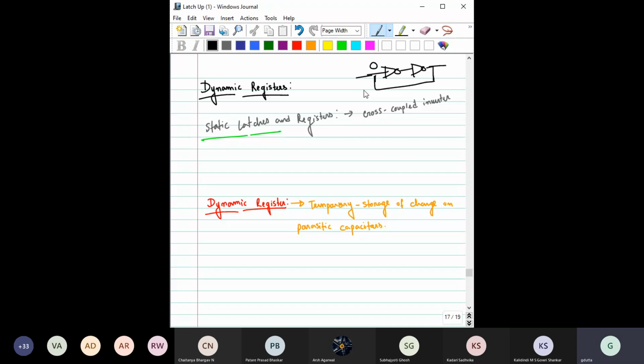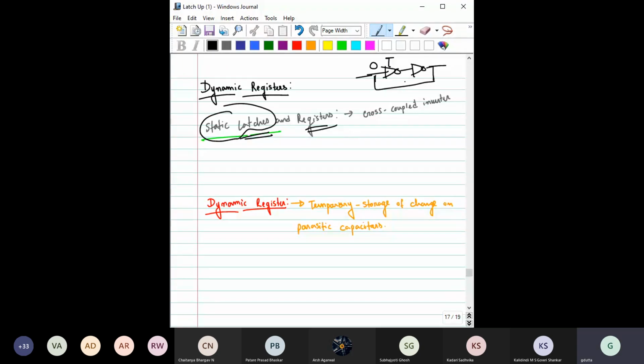Power means VDD. As long as VDD is there, it will remember it, right? So that's why it is called this. It is basically the cross coupled inverter, bistable element, right?